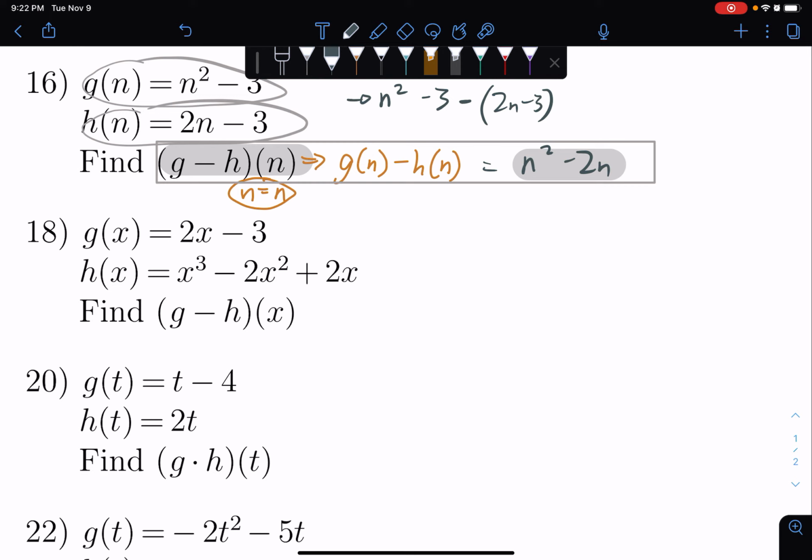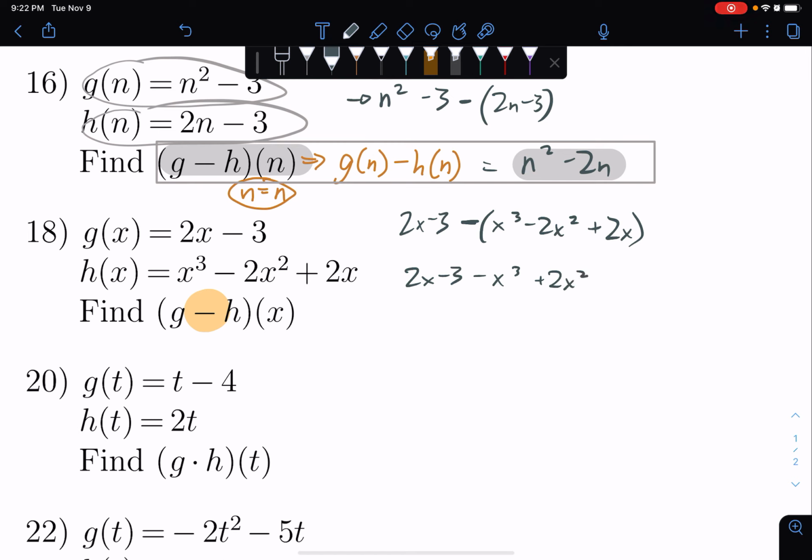Alright, the same drill. So g of x, 2x minus 3. Operation is minus, so minus the quantity h of x, which is x raised to 3 minus 2x raised to 2 plus 2x. The effect of the negative sign outside the parenthesis reverses the operation of every term within the parenthesis. So positive will be negative x raised to 3, then negative 2x raised to 2 will be positive 2x raised to 2, and positive 2x will be negative 2x.